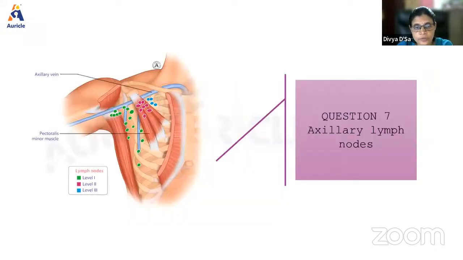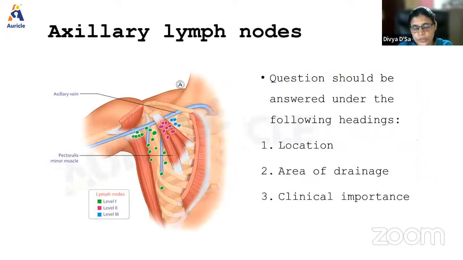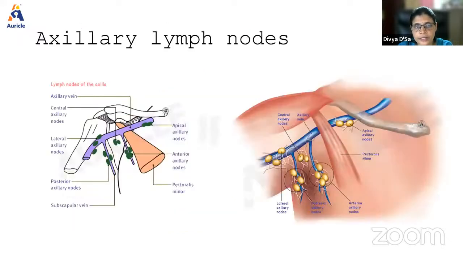Next is the axillary group of lymph nodes. This is a very important question. You have to talk about location, what areas it drains, and its clinical importance. Axillary group of lymph nodes, as the name says, are present in the axilla. It comprises 5 groups: anterior, posterior, lateral, central, and apical. So basically, they are located along the tributaries of the axillary vein.